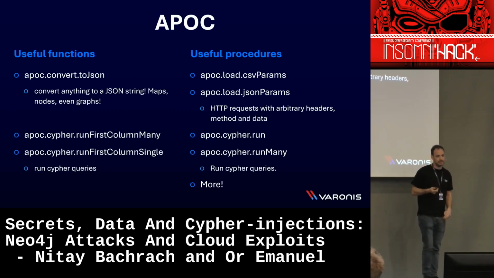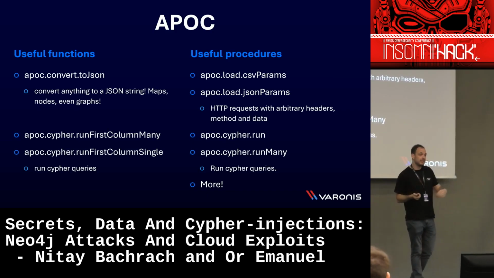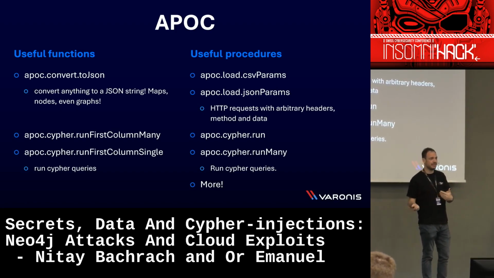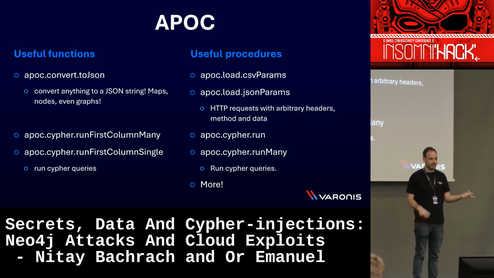So, some useful APOC functions and procedures are apoc convert to JSON. Earlier I showed how I can exfiltrate data, send data to my server, but in order to append it to the URL, it must be a string. But what if the data is not a string? What if it's a list, or even a graph? APOC convert to JSON doesn't care what it is. It converts everything to a string.